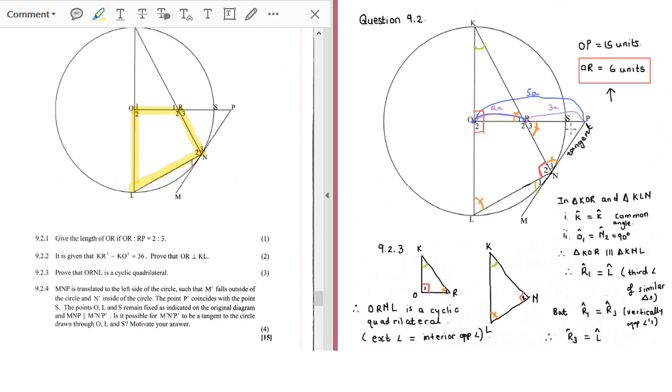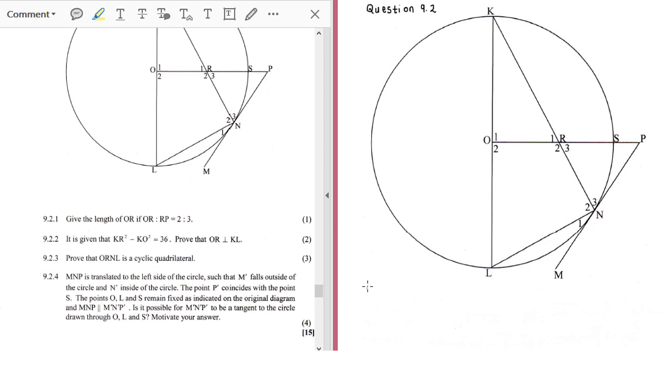If you are struggling to see this in this complicated diagram, go back to the simplified one here. What we've just proven is that this exterior angle is equal to the interior opposite angle, and because this is a four-sided figure, we say that it is a cyclic quadrilateral. Question 9.2.4 is a long story about moving this tangent. Remember that we were told that MNP is a tangent.